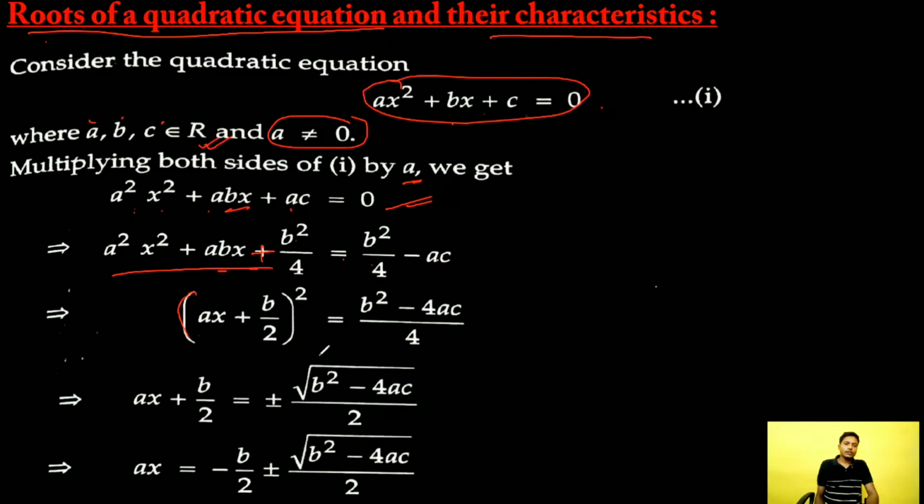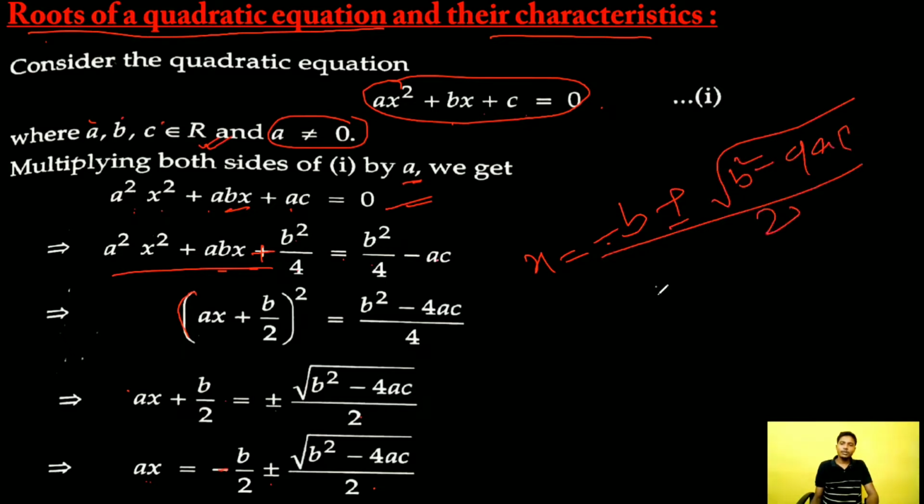So if we take the square root of both sides, then ax plus b by 2 is equal to plus minus of root over b square minus 4ac by 2. So if we transfer b by 2 here, this is the simplification. Then ax is equal to minus b by 2 plus minus root over b square minus 4ac by 2. So x is equal to, if we divide both sides by a, then we get minus b plus minus root over of b square minus 4ac divided by 2a.